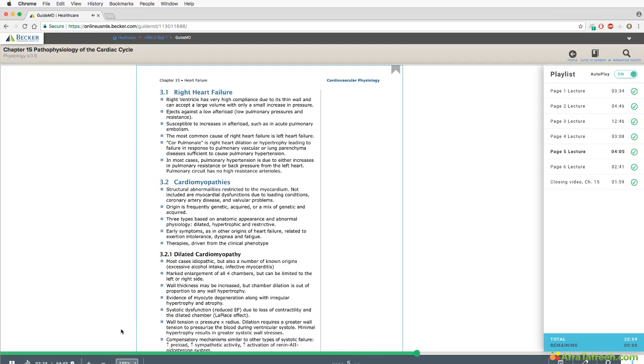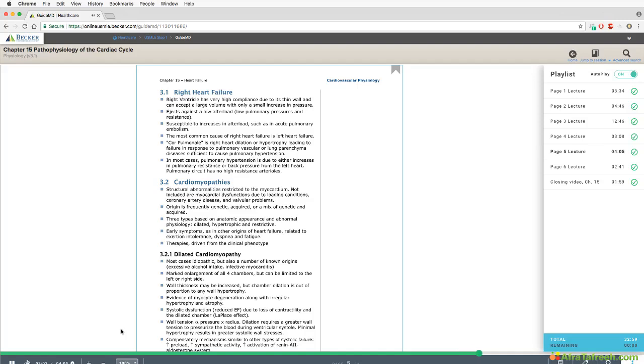Just repeat that. Even though the chamber is dilated and there may be an increase in wall thickness, the increase in wall thickness is not appropriate for the overall dilation of the chamber. In fact, in some cases, there may be actual regions of degeneration along with some hypertrophy.